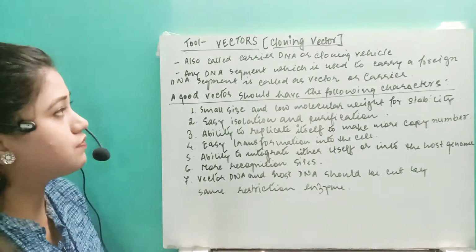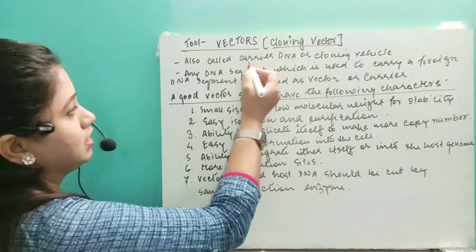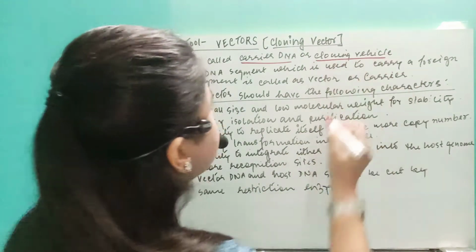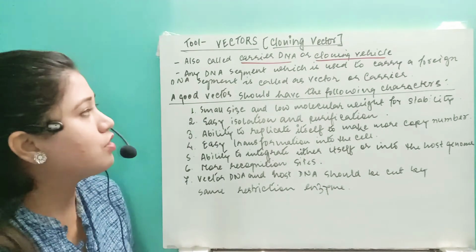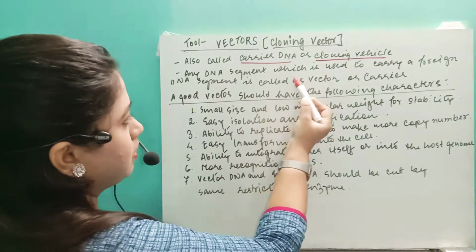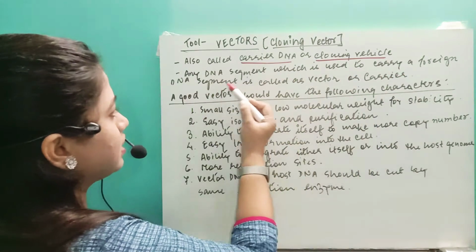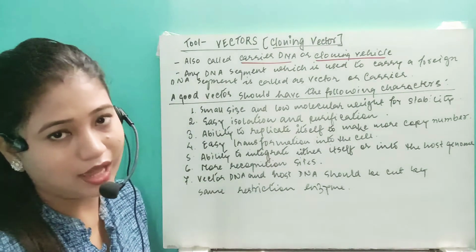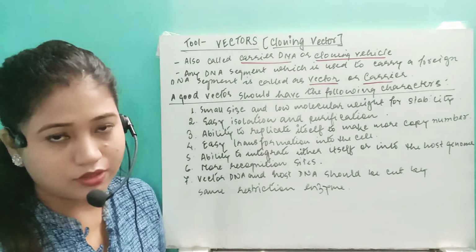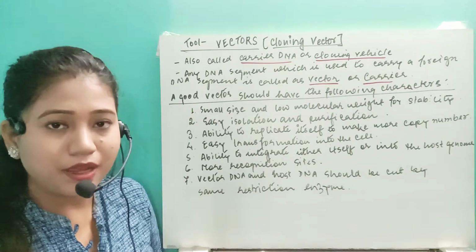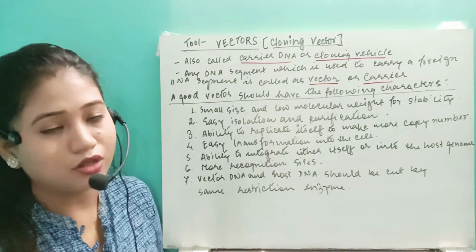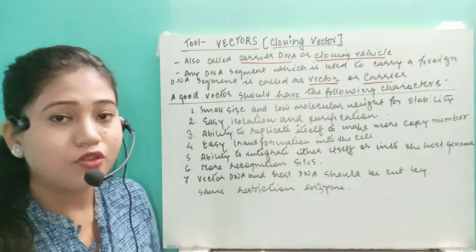See, what are the vectors? These vectors are also called the carrier DNA. Remember, it is also known as the carrier DNA, or the cloning vehicle, right? So what is the definition of the vector? Any DNA segment which is used to carry a foreign DNA segment is called a vector or a carrier. Sometimes in your exam it will be asked: what is a vector? Give one example of a vector and mention the features that need to be present to be called a good vector or a good carrier. So we will see that.